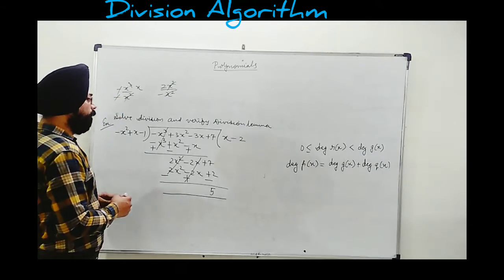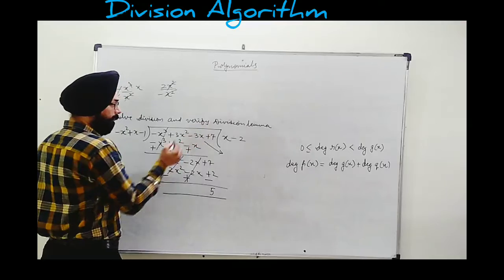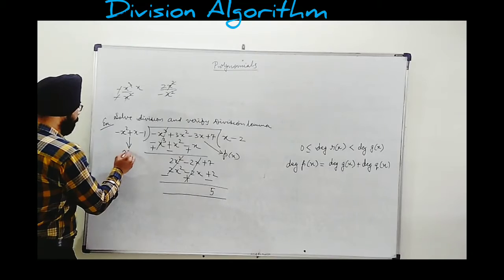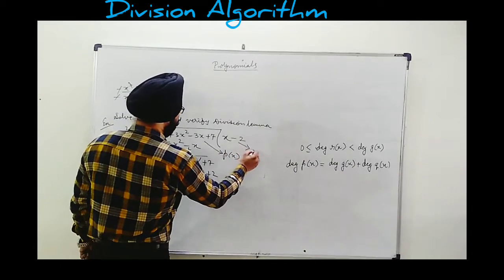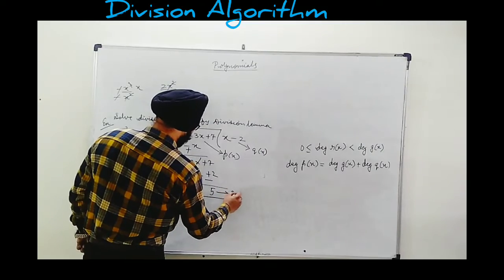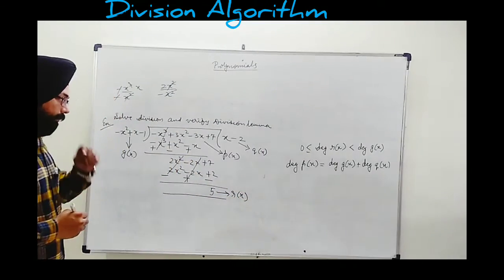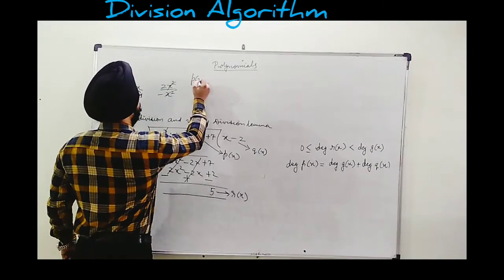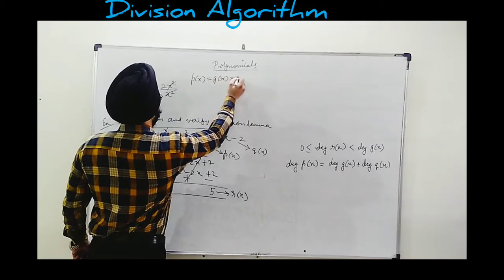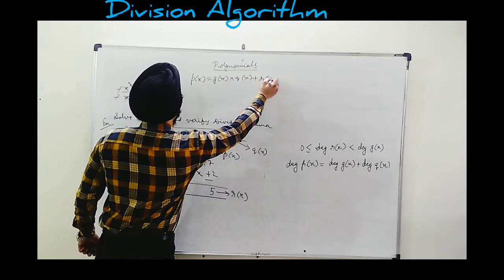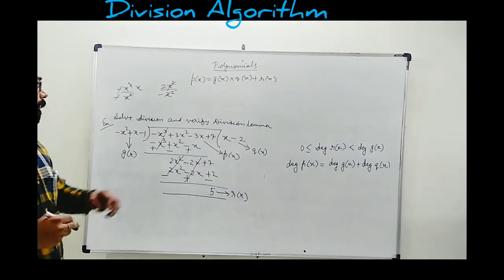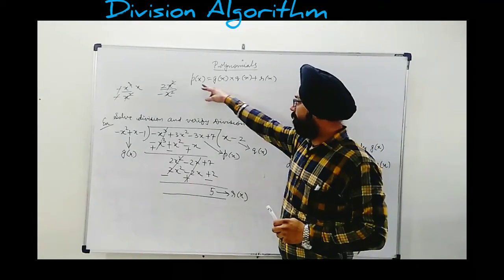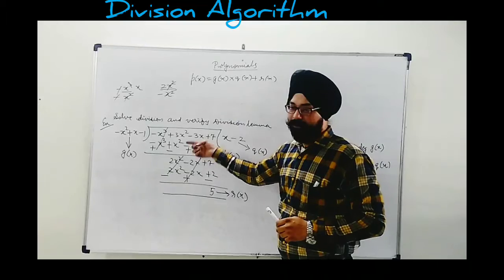Our purpose is over. Now we need to verify the division lemma. First of all we will write this as p(x), the dividend. This one we consider as g(x). This we consider as q(x), and this we take as r(x). The division lemma says that p(x) should be equal to g(x) into q(x) plus r(x). What are we going to do? We will put all the values in the RHS. Simplifying, we will check whether the result comes equal to p(x), the single polynomial taken as the dividend.